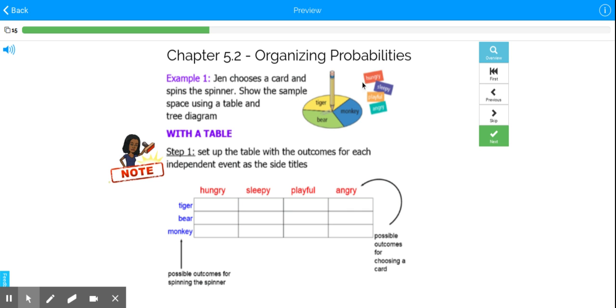So the cards say hungry, sleepy, playful, and angry. Here's our spinner with tiger, bear, and monkey. So the first thing you need to do is to set the table with the outcomes for each independent event as the side title. So you have tiger, bear, monkey here on the left, and you have hungry, sleepy, playful, angry. It doesn't matter which side you have them on, you just want to be consistent. So you set up your table.